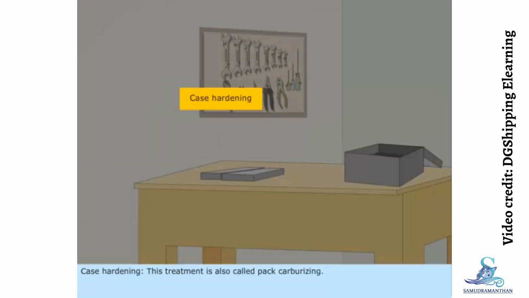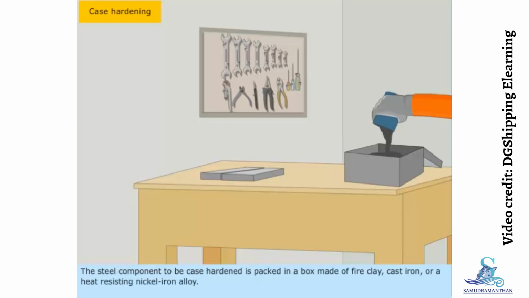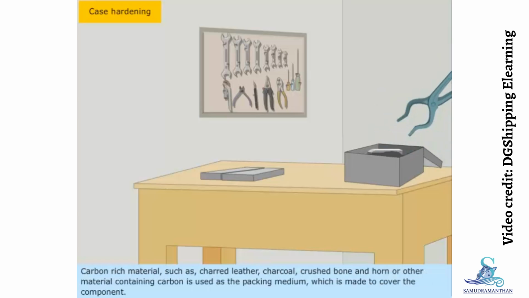Case hardening. This treatment is also called pack carburizing. The steel component to be case hardened is packed in a box made of fire clay, cast iron, or a heat-resisting nickel-iron alloy. Carbon-rich material such as charred leather, charcoal, crushed bone, and horn, or other material containing carbon is used as the packing medium, which is made to cover the component.